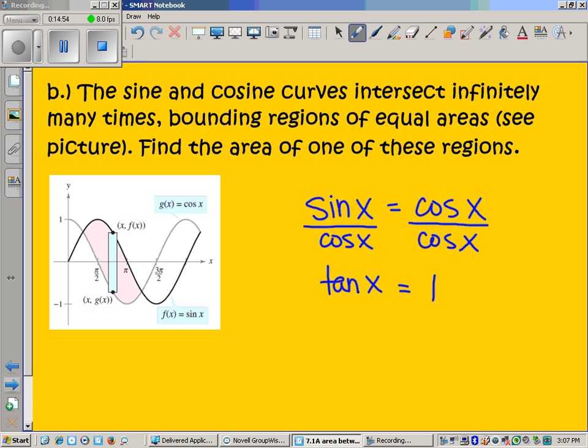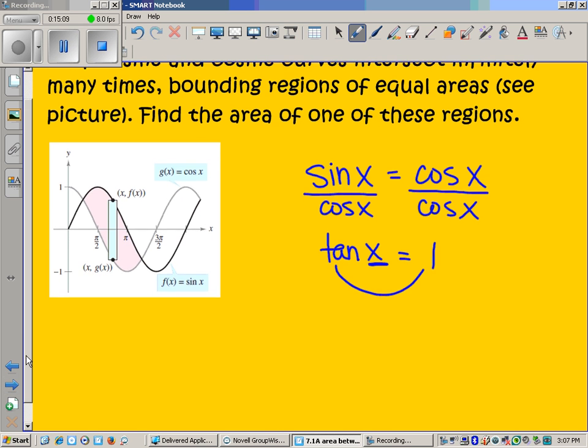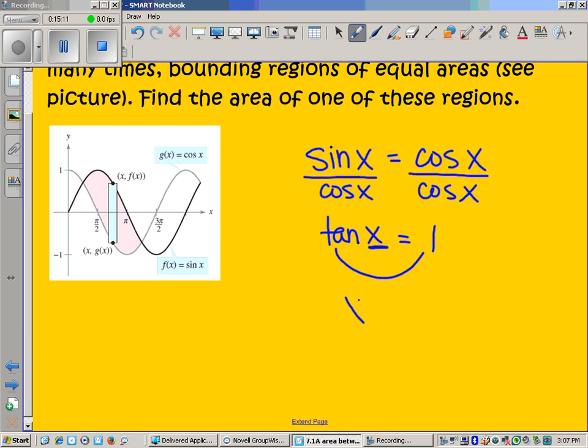Tangent? So now we have tangent of x equals 1. Now I need to figure out what x equals. Using my unit circle, I need to figure out where tangent equals 1. So where, on your unit circle, does tangent equal 1? You should get at first pi over 4, but doesn't it also equal 1 at 5 pi over 4?